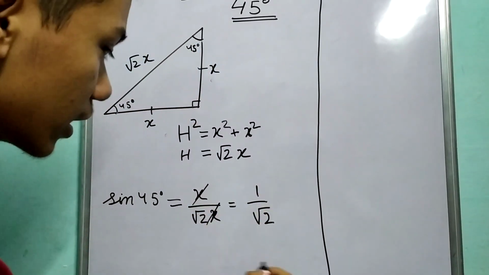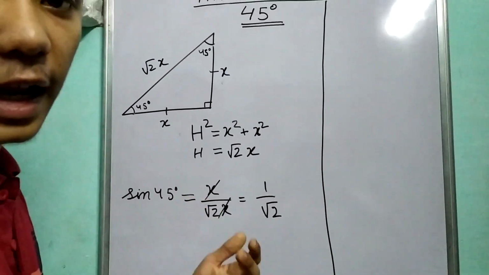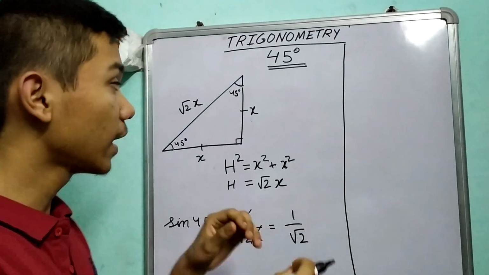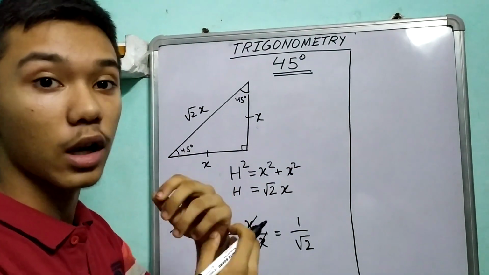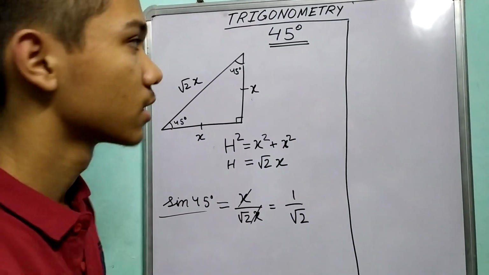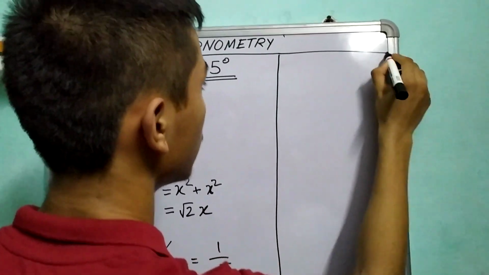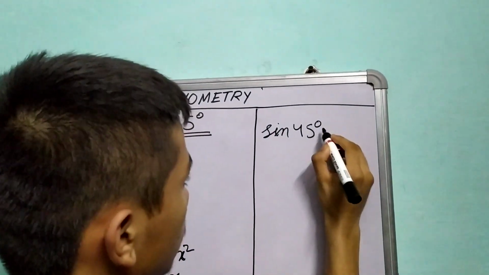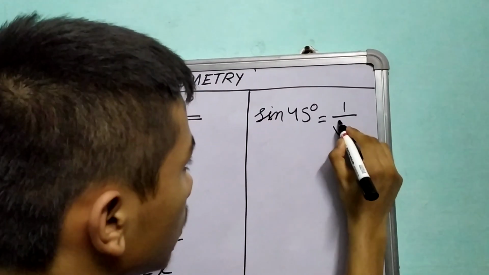And notice this is a constant. For any given value of x, so by x I mean the side length, no matter how large your triangle is, your sine 45 degree will remain fixed. So let me write this as a result. Sine 45 degree is 1 upon root 2.